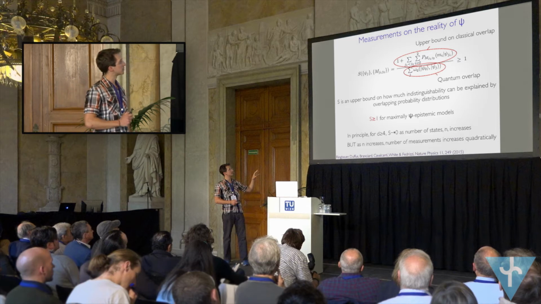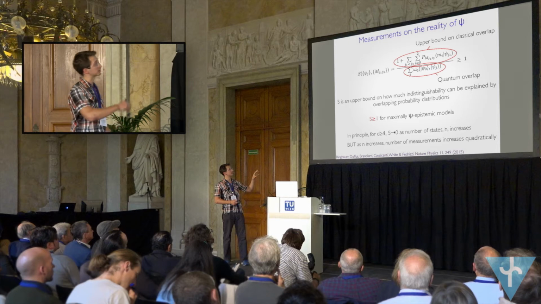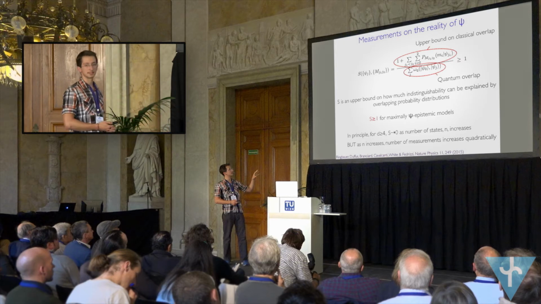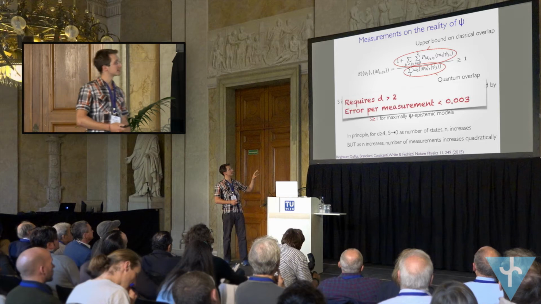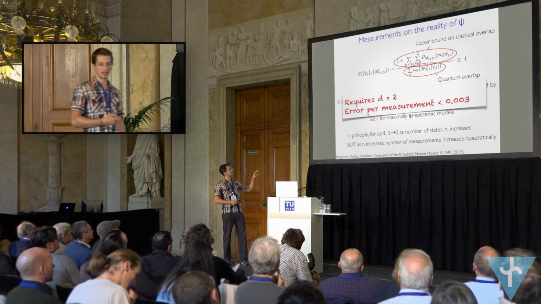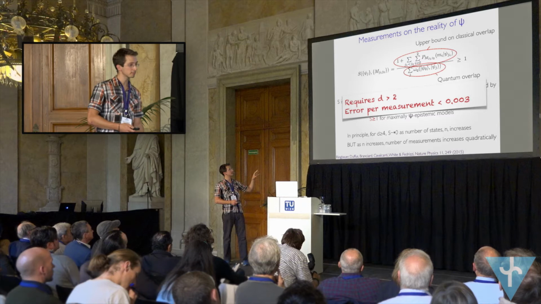Now, a little problem here is as we increase the number of states, the number of measurements increases quadratically, because we have to pick those triplets, and that just increases quadratically. But nevertheless, as Matt pointed out, that's basically the easiest experiment you can do. Now, it turns out in practice, that's not quite the case. So we need a quantum system that is larger than a qubit, and our error bounds are very tight. So we have 0.3% error per measurement in order to still see something.